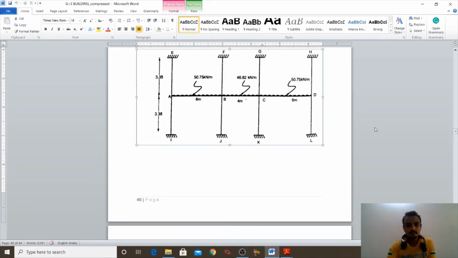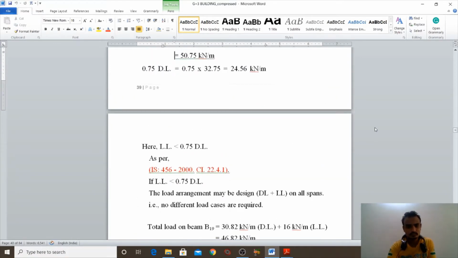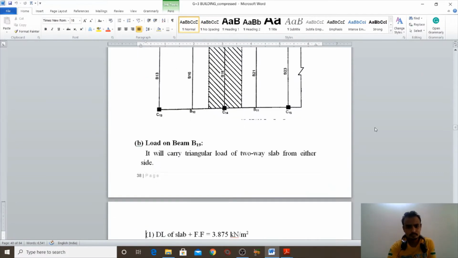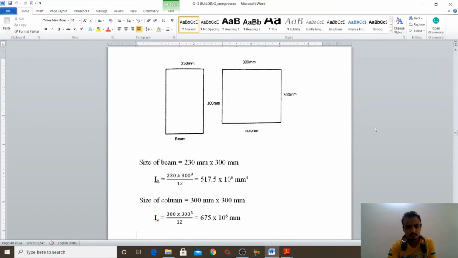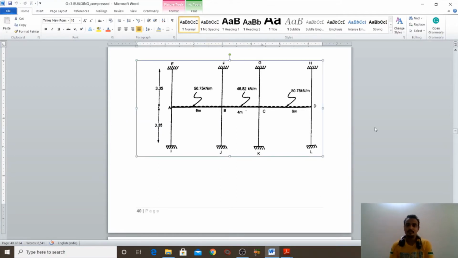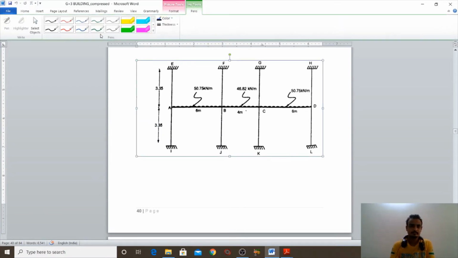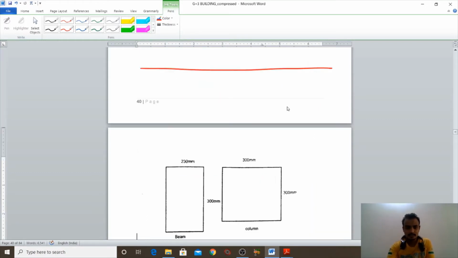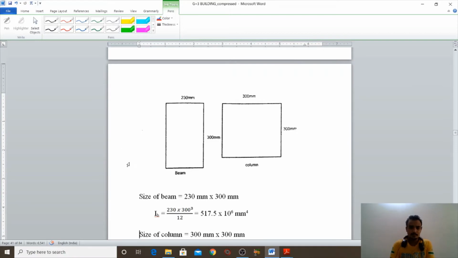So students, we found a load. So we have this graph. In this drawing, we got a live load, total load on the beam, and right now we are going to find I.